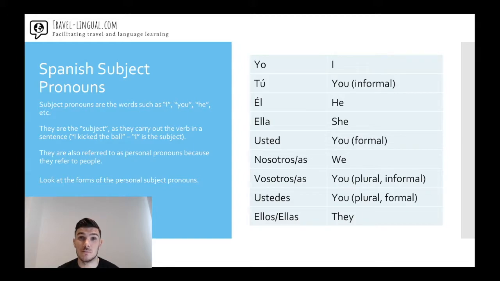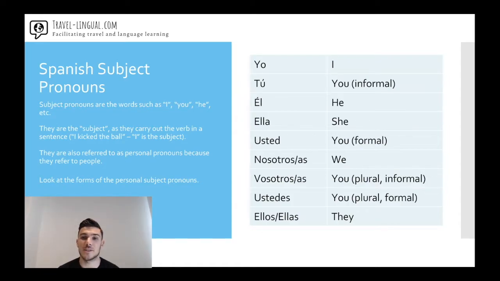We've got yo, I, tú, you, él, he, ella, she, usted, you, this is the formal version of you if you're talking to someone of authority, for example. Nosotros or nosotras, we. Vosotros or vosotras, you plural, informal, but used very, very often in Spain. Ustedes, you plural, formal, so somebody of authority. So usted becomes ustedes in the plural. And ellos or ellas, they, okay?